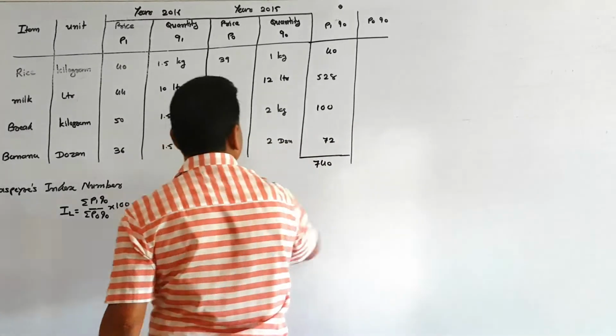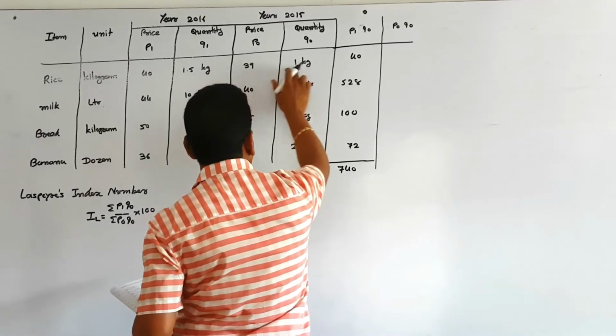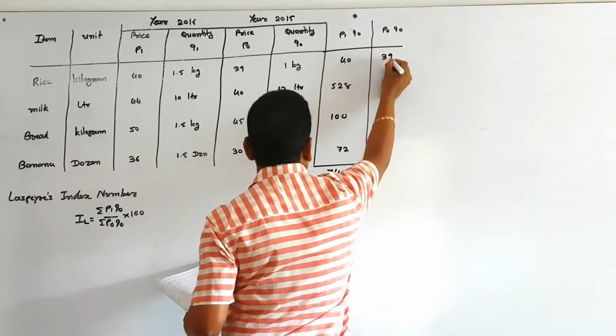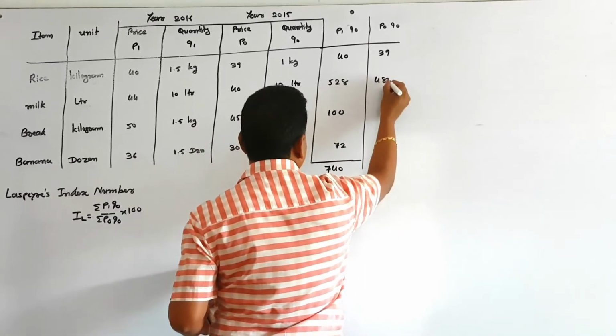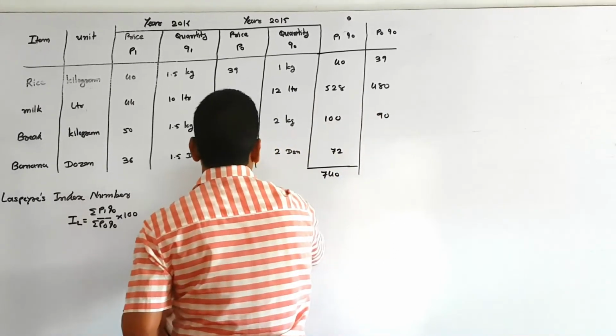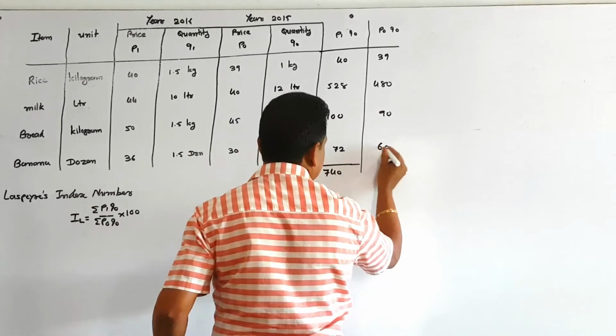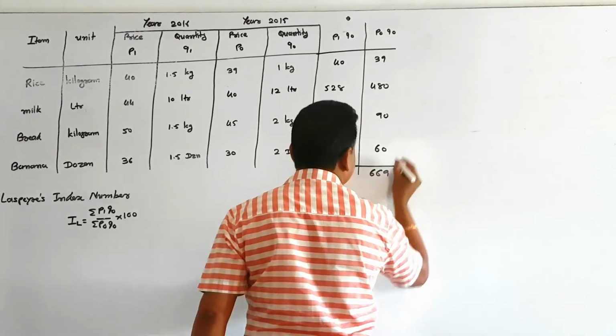Make a next column which is placed in the denominator. It is P0 Q0. So P0 and Q0. 39 into 1, it is 39. 40 into 12, it is 480. 45 into 2, it is 90. 30 into 2, it is 60. Again get the total of this column, that becomes 669.